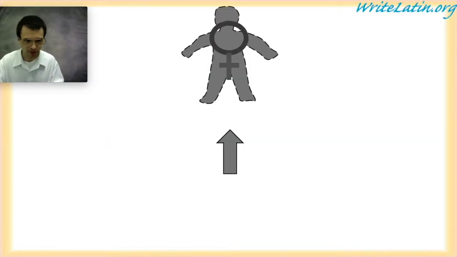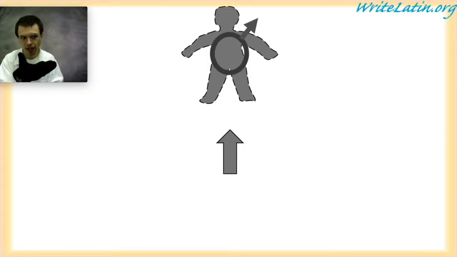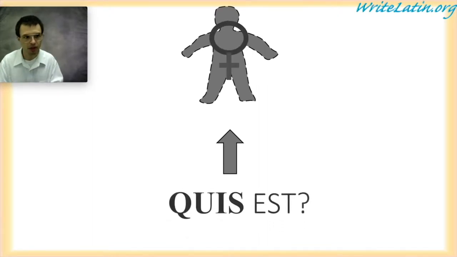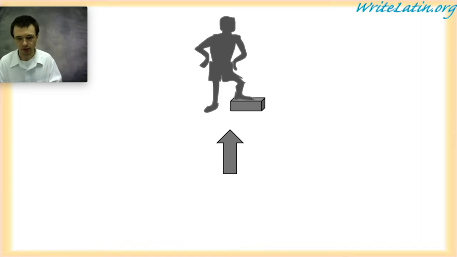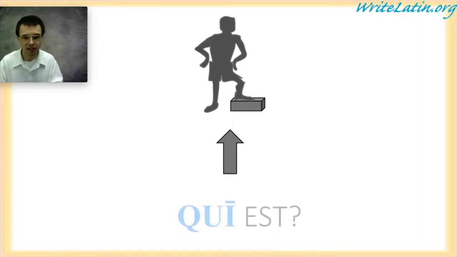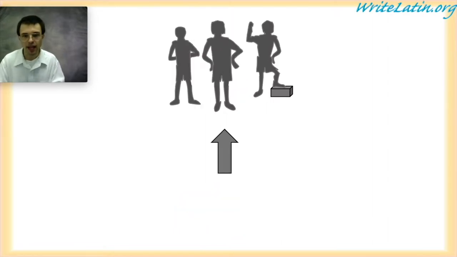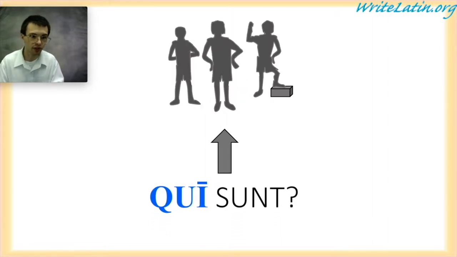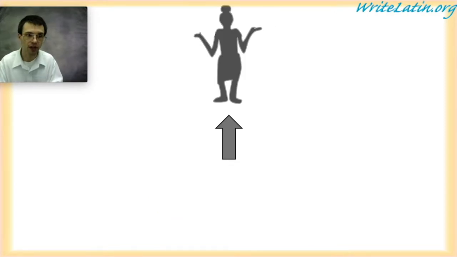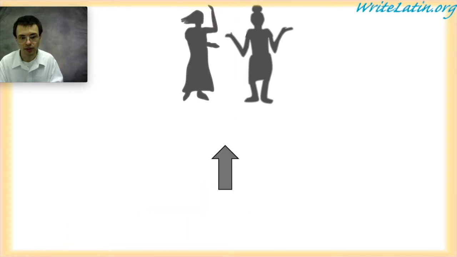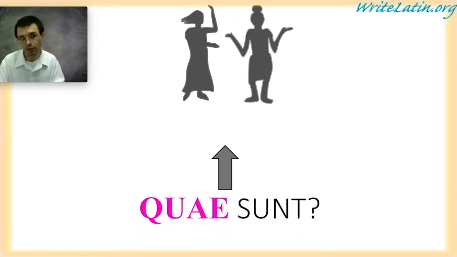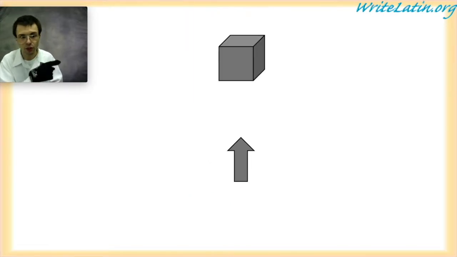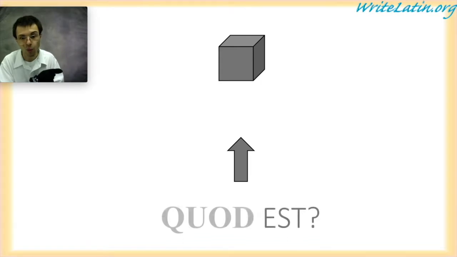So that's how this is going to work. All right, first, if you have a who of a nondescript gender, you're going to respond quis. Who is it? But if it's a guy, you're going to say qui. Who is it? If it's several guys, of course, you also use qui, but sunt. Who are they? If it's a girl, you're going to say quae. Who is it? If it's several girls, again, you'll say quae, but sunt. Who are they? If it's one neuter thing, you're going to say quod.